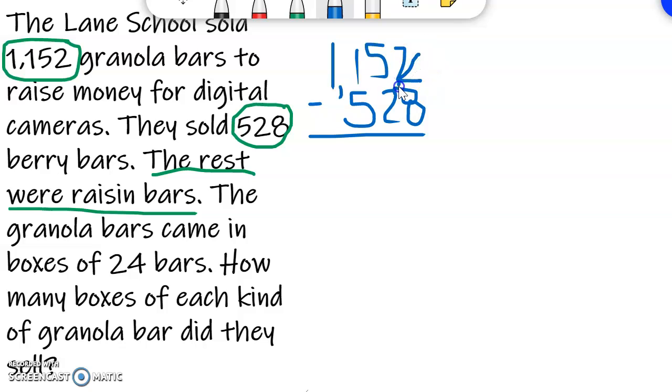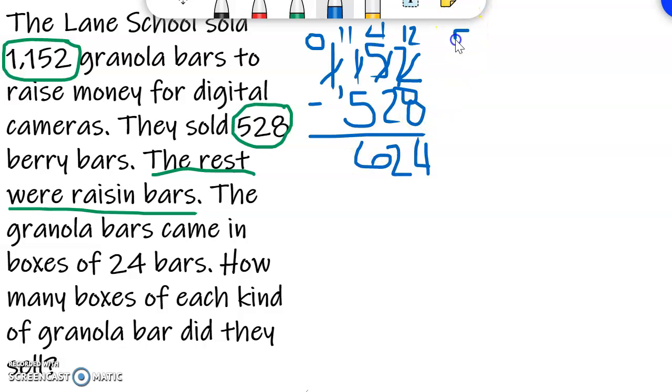So 2 cannot subtract 8, so I'm going to regroup and borrow 10 from the tens place and change the 5 to a 4. And when I give that 10 to the ones place, the 2 becomes a 12. So 12 subtract 8 is 4, because 4 plus 8 is 12. 4 subtract 2 is 2. When I get to the hundreds place, I cannot subtract 5 from 1, so I'm going to borrow 10 from the thousands place and turn that 1 into a 0. When I add that 10 to the hundreds place, my 1 becomes an 11. So 11 subtract 5 is 6, giving 624.